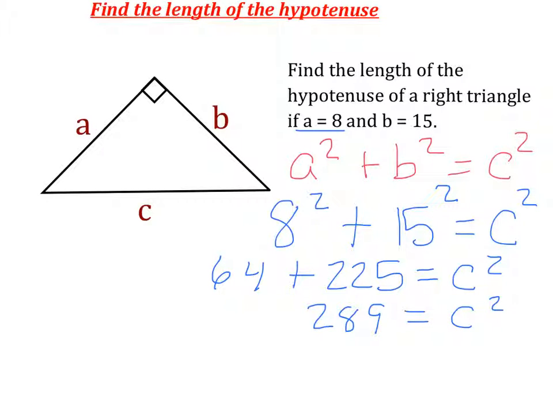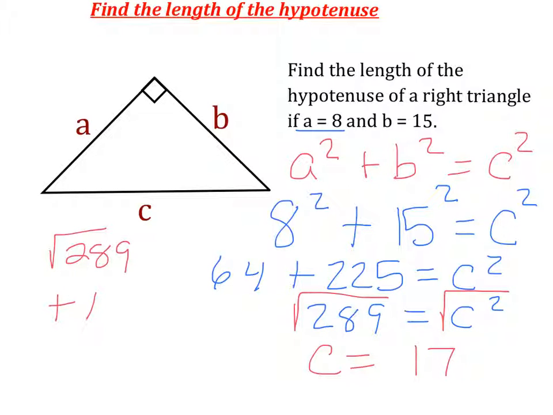Again, as we work through this, keep in mind that we undo addition with subtraction, undo multiplication with division, and we're going to undo a square using a square root. So I get C equals the square root of 289, which happens to be 17. Keep in mind that the square root of 289 could be positive 17 or negative 17. In this case, only the positive answer makes sense. We can't have a negative distance. So our answer is C equals 17.